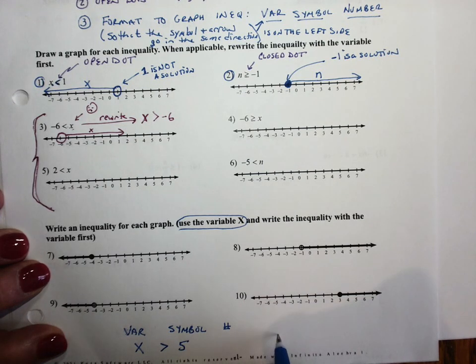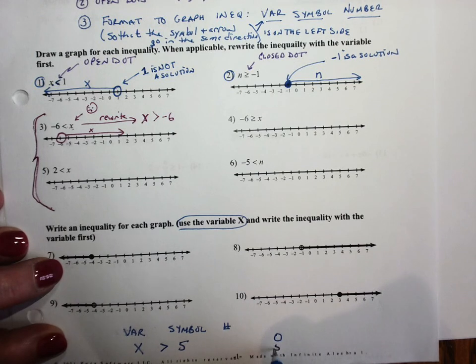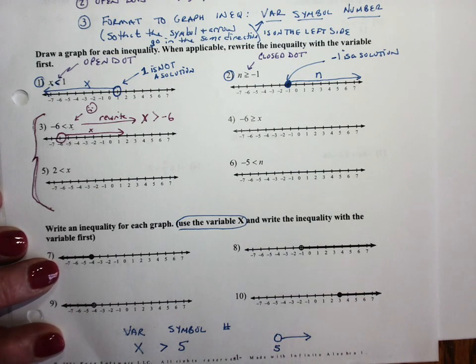So it's an open dot at 5, and it goes in this direction. And when you're doing your homework, you do not have to make fancy graphs. You know that 5, all the numbers that are bigger than 5 are going to be solutions. So that's 6, 7, 8, etc.